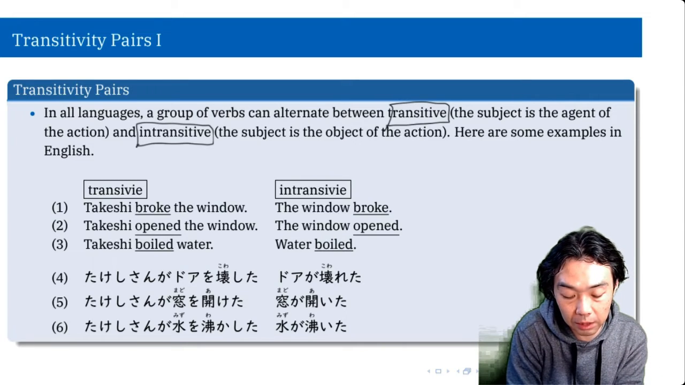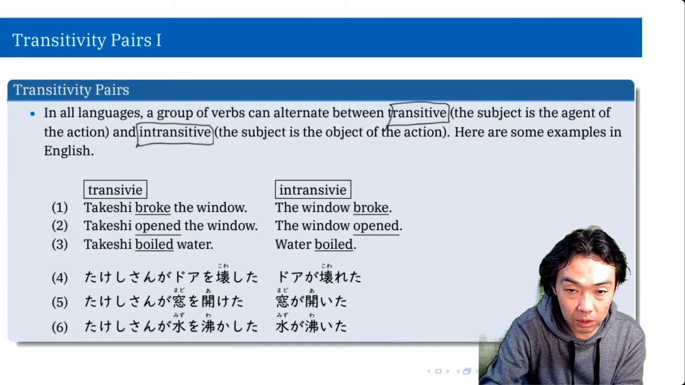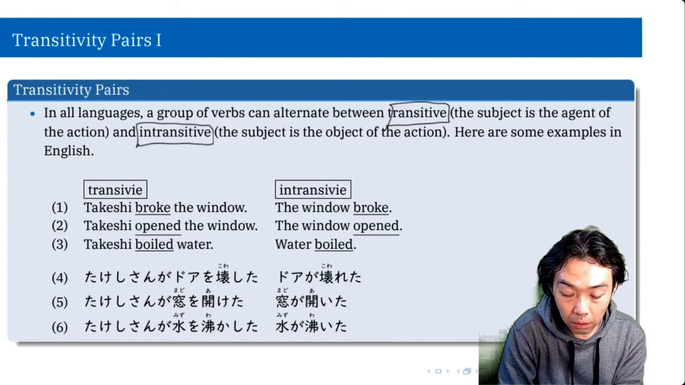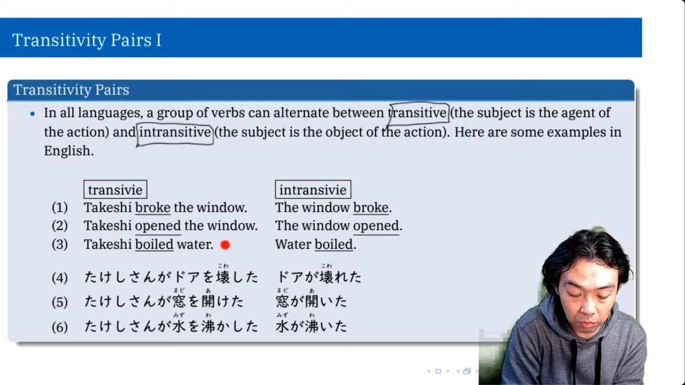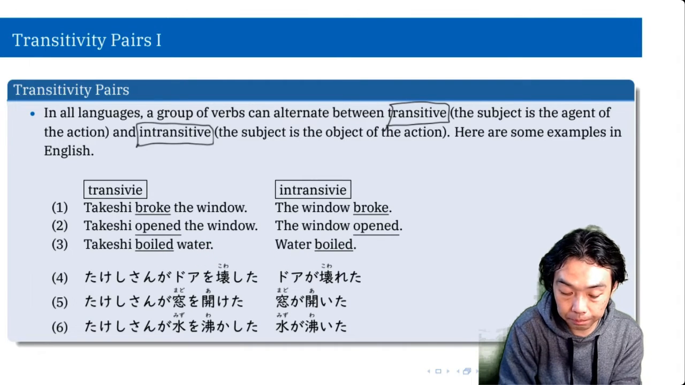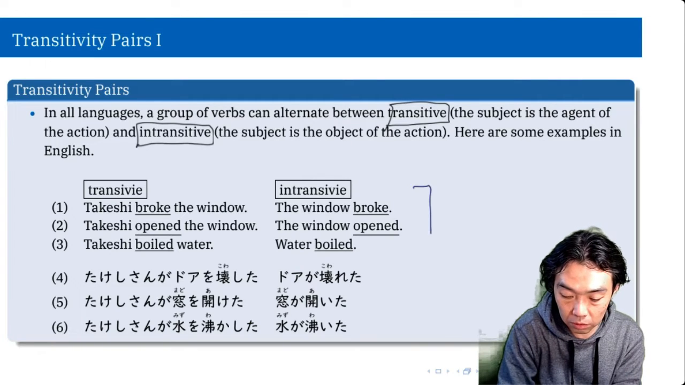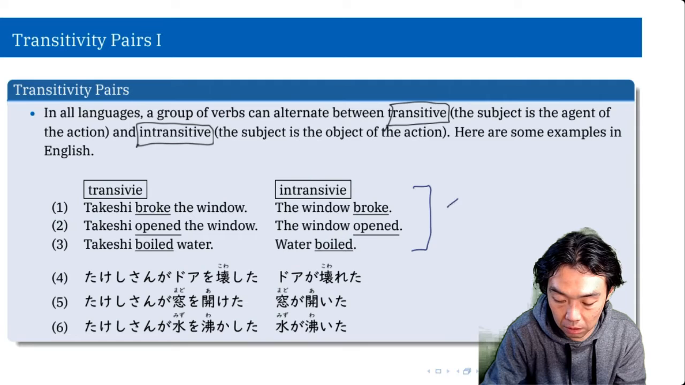You can do the same thing with the verb open. So you can say Takeshi opened the window, or you can say the window opened. You can say Takeshi boiled water, or the water boiled. Okay. So all of these verbs are English transitive pairs.